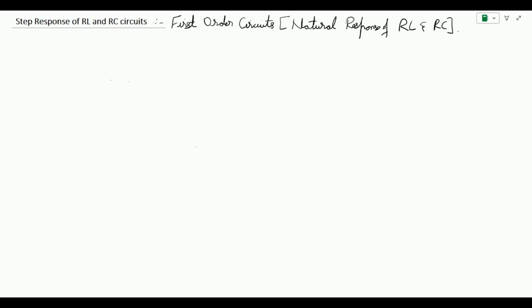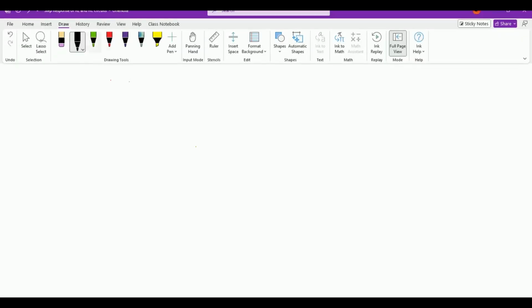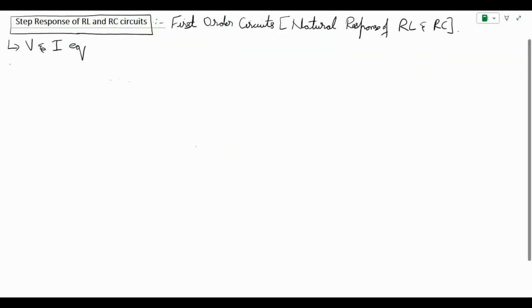In today's lecture, we will continue our discussion and we are going to look into the step response of RL and RC circuit, and we are going to see what happens to the arising voltage and current equations when a certain voltage source is applied to the RL or RC circuit. So first we are going to have a discussion on the step response of an RL circuit.